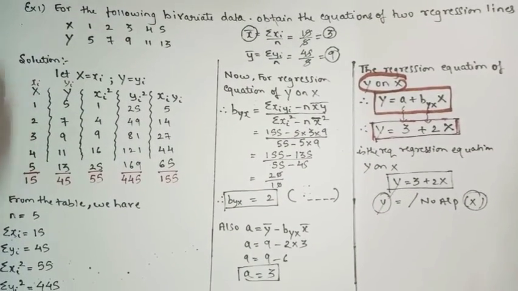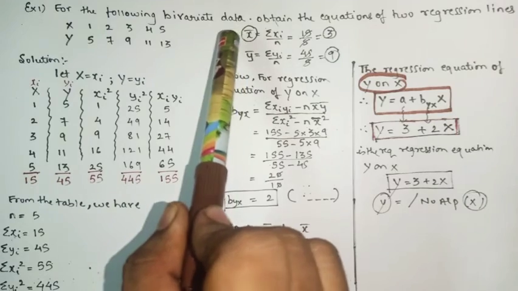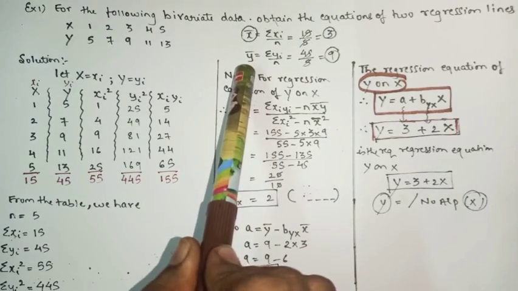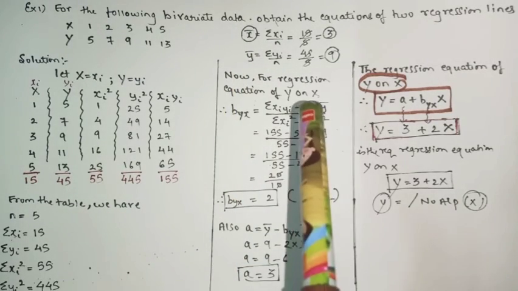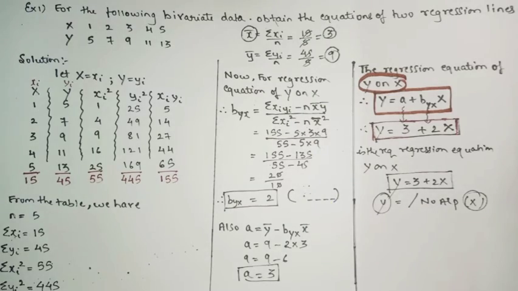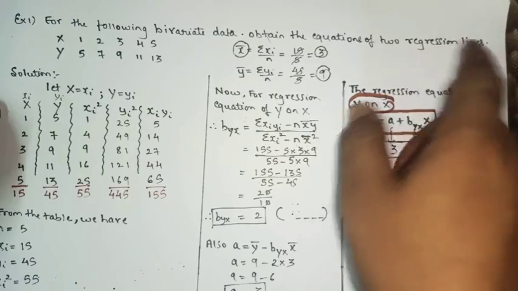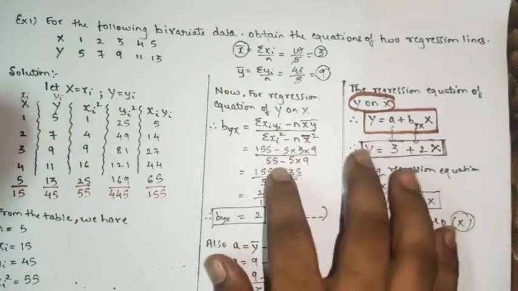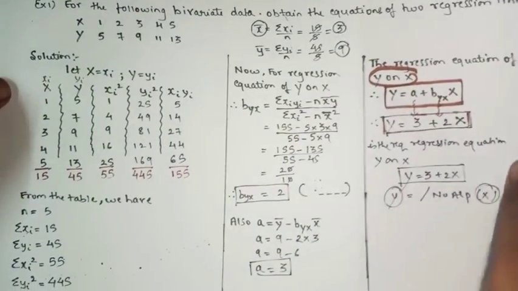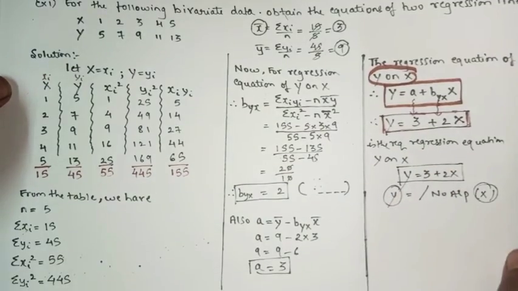First you will start with finding x mean and y mean. Okay, when the sum is based on finding two regression lines, two means both y on x and x on y, first you will find y on x, then after that you will find x on y.